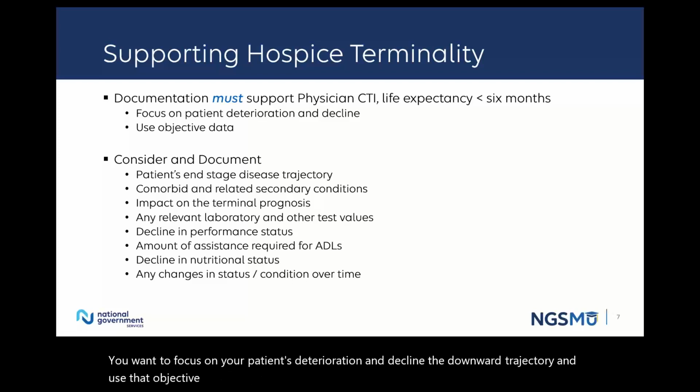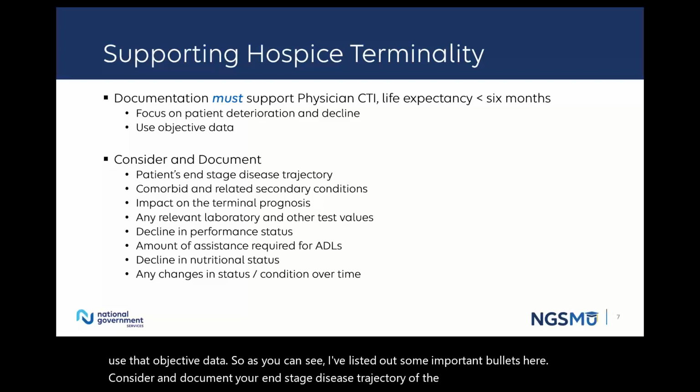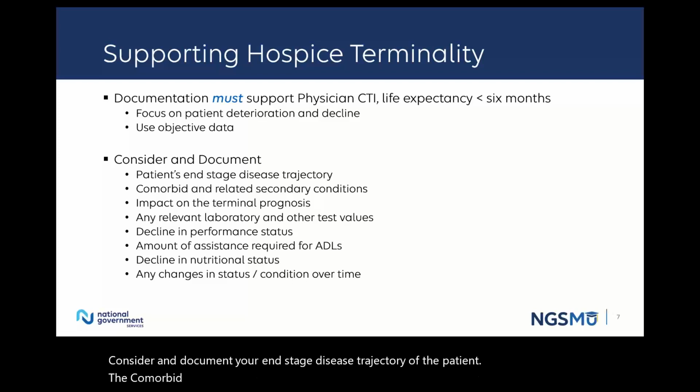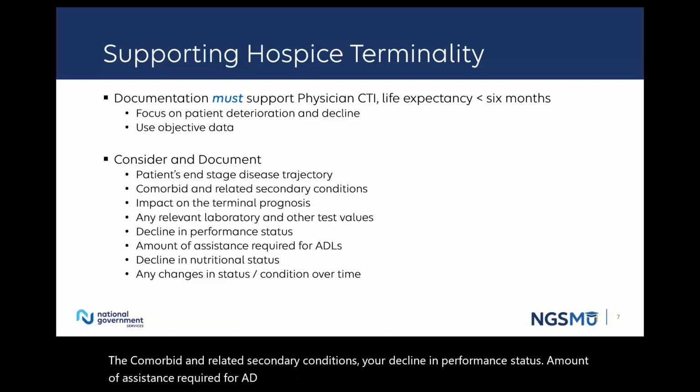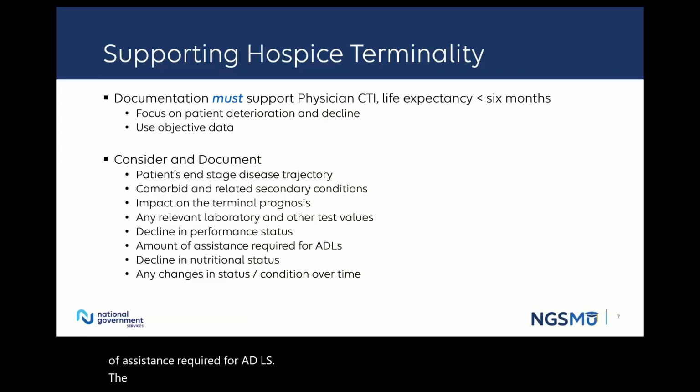So as you can see, I've listed out some important bullets here. Consider and document your end-stage disease trajectory of the patient, the comorbid and related secondary conditions, your decline in performance status, amount of assistance required for ADLs, the decline in their nutritional status, and really any changes in status or condition over time.